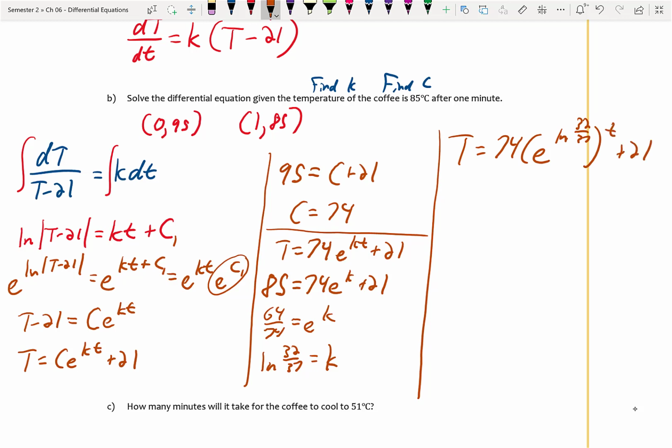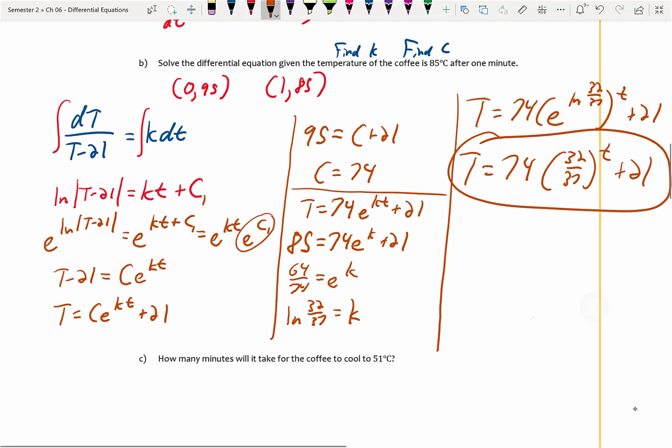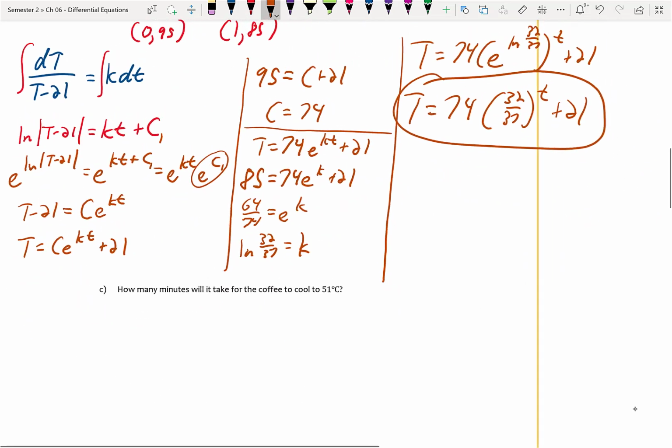And I wrote it that way because what's e to the ln of 32/37ths? 32/37ths. So this is my full simplified equation: 74 times 32/37ths to the t plus 21. How many minutes will it take for the coffee to cool down to 51 degrees Celsius?